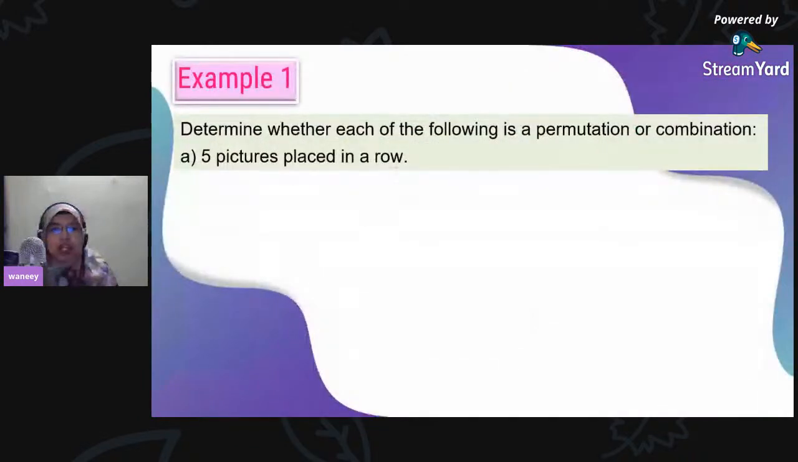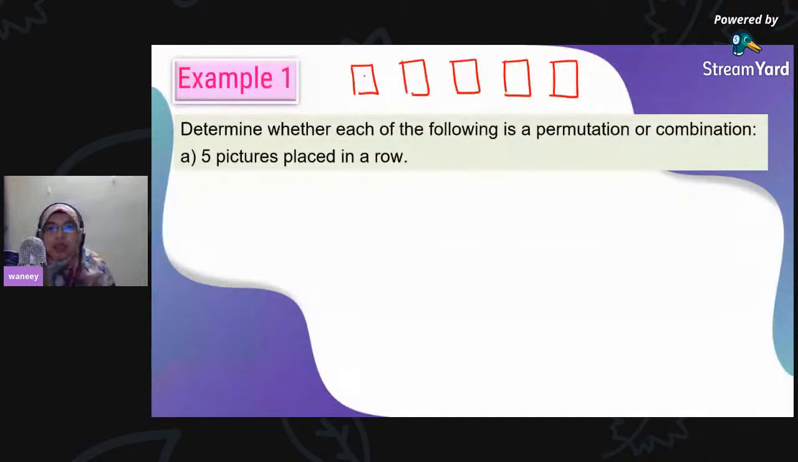Determine whether each of the following is a permutation or combination. Okay, so for example, 5 pictures placed in a row. So for example, we have 1 picture, 2 picture, 3 picture, 4 picture, 5th picture. And then we want to arrange them in a row. Picture 1, picture 2, picture 3, picture 4, picture 5. So is this a permutation or is this a combination?